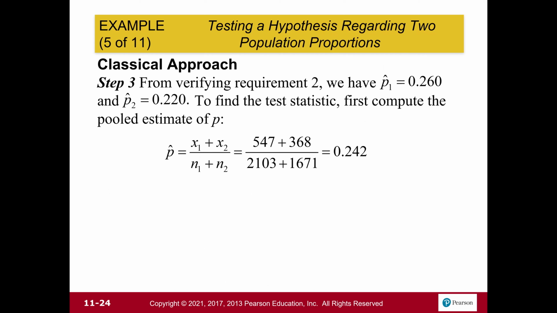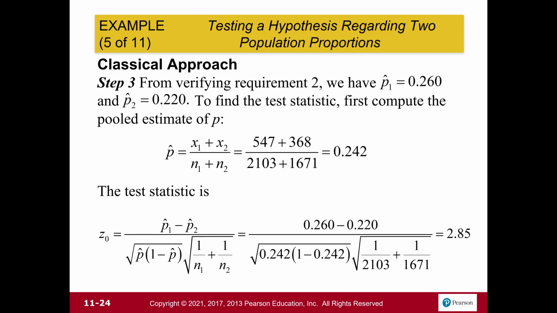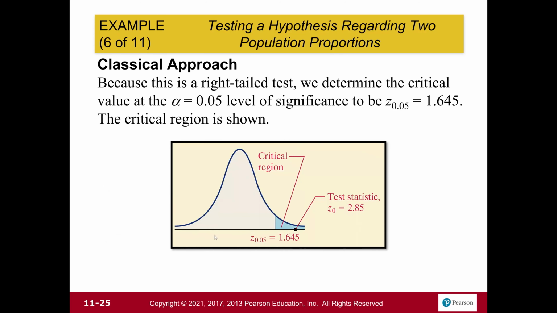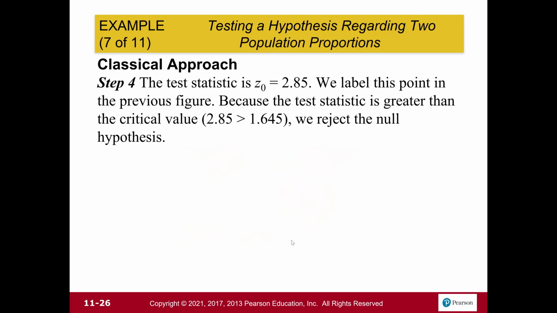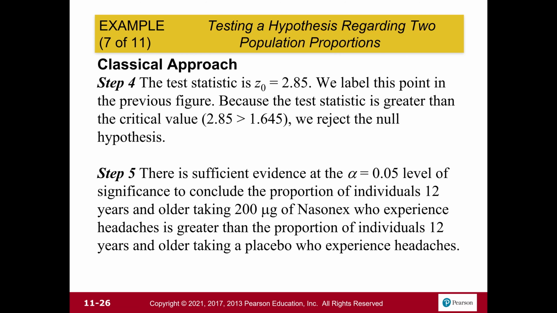And now we're going to calculate the test statistic. First, we get the pooled p hat, plug it all in, and we get 2.85. 2.85 is greater than the critical value of 1.645. So because the test statistic is greater than the critical value, we will reject the null. And then we can simply state that there's sufficient evidence to say that the alternative is greater.